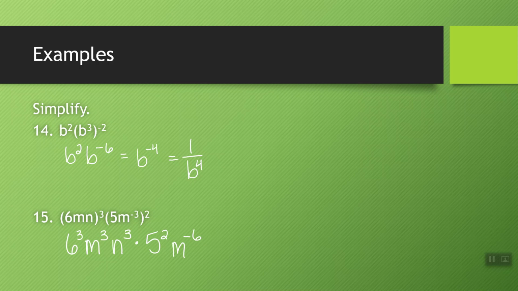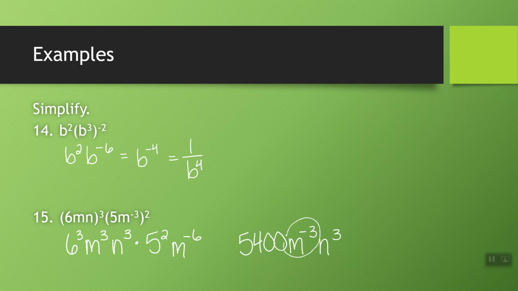Well, first I'm going to do 6 times 6 times 6 times 25, or 5 times 5. So that's 5,400. That takes care of the 6 to the 3rd and the 5 squared. Now I have m to the 3rd times m to the negative 6. So that's 3 plus negative 6. That's m to the negative 3rd. And then I have n to the 3rd. I don't have anything to do with that one.